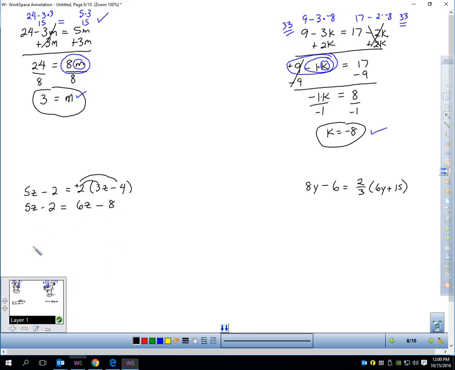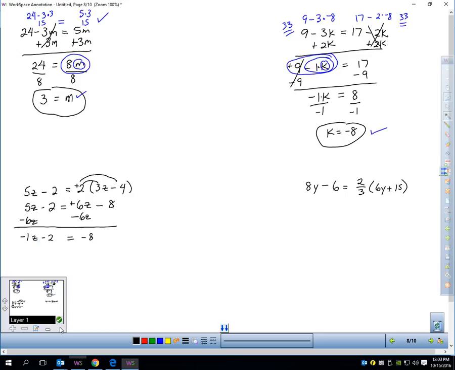Oh, I've got my variables on each side. I don't want that. So to get rid of a plus 6z, I should subtract it. And I can subtract that from the 5z, so I have a negative 1z minus 2 equals negative 8.